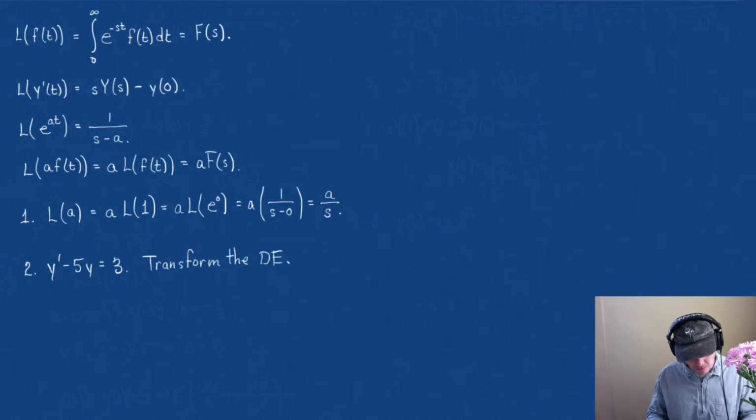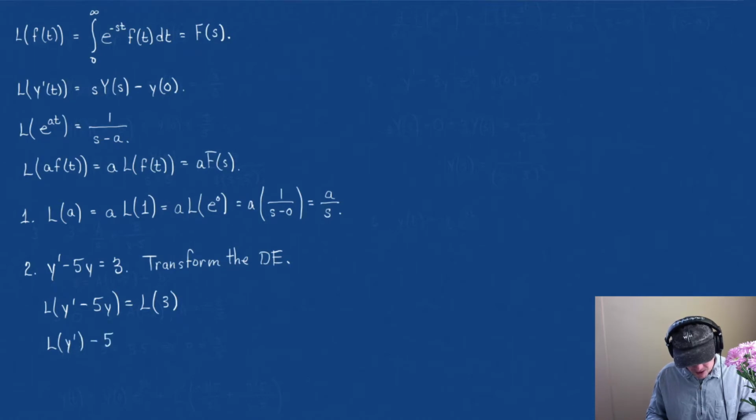If I apply the Laplace transform to each side, just like you would expect, our algebra rules always still hold. Because it's a linear operator, this is the Laplace of y prime minus, and I'm going to factor out the 5 and just take the Laplace of y. On the right-hand side, let's factor out that 3. That's just the Laplace transform of 1.